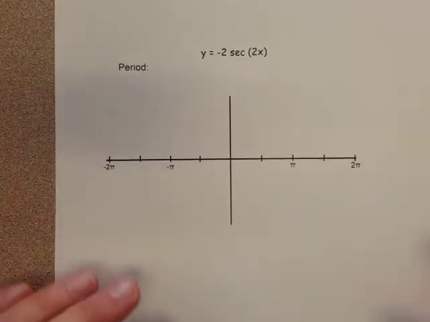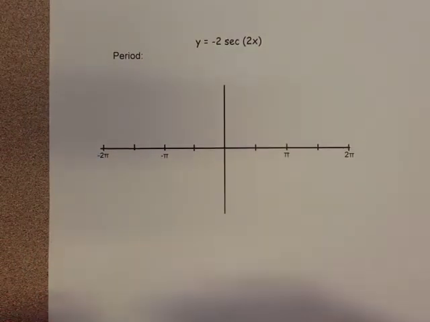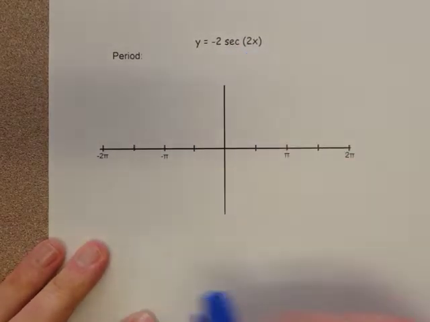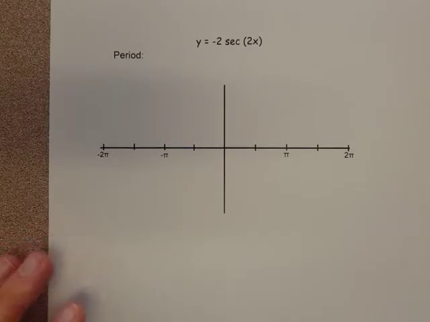Here's our last graphing problem for 4.5 day 1. We're going to do a secant graph, but you'll notice it's a little different this time. We are introducing some transformations here. So we're going to see a different period, a little bit different height on this graph, and I want to walk you through how that all works.